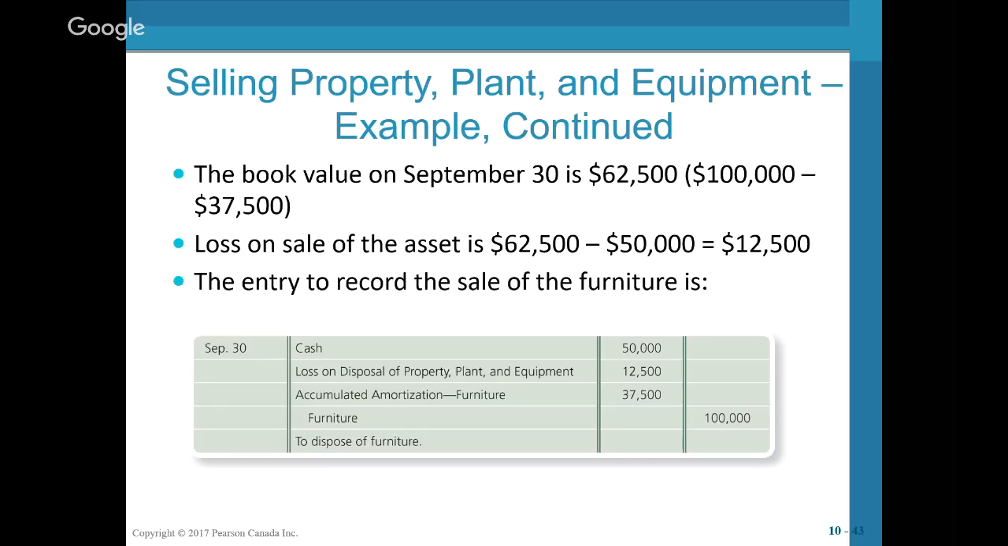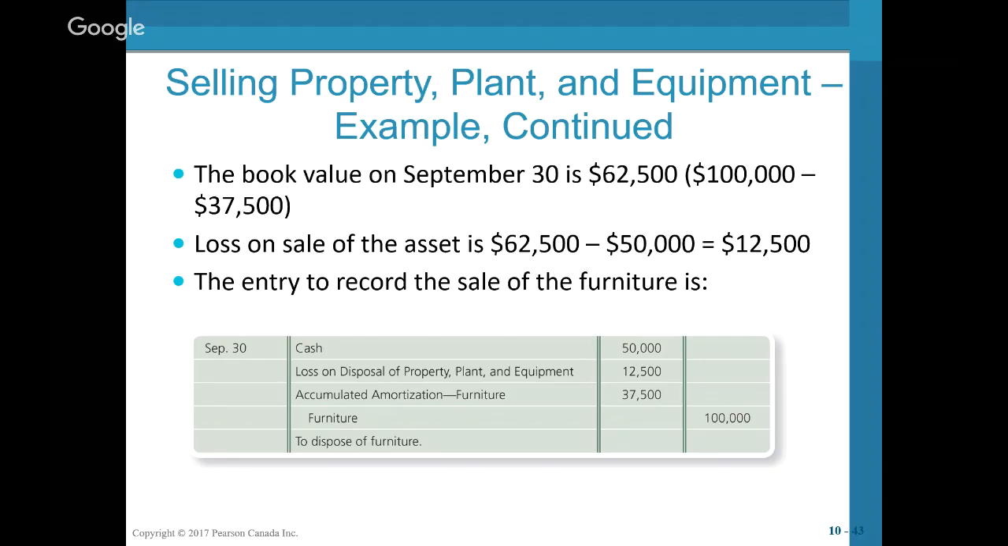Okay. So let's just see how this went. You're going to be debiting cash for 50,000, right? We received $50,000 in cash, so cash goes up by 50,000. Here we're going to have a loss on disposal of 12,500. We'll be debiting the accumulated depreciation for $37,500, and we're going to credit furniture by 100,000.